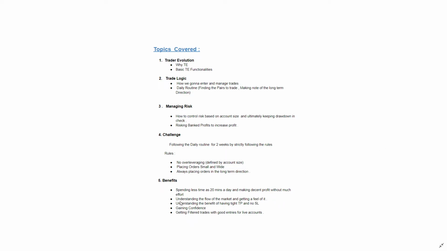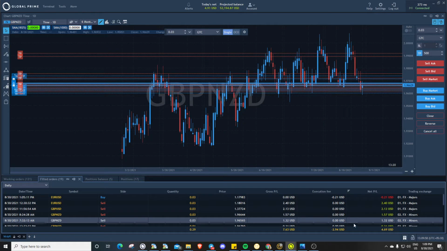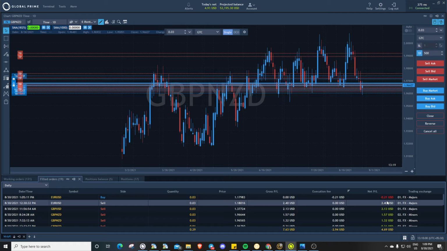Then the next is understanding the benefit of having a tight take profit and no stop loss. It was the tight take profit which made me a lot of profit here. You can see I'm already banking 2 or 3 dollars on average, like 5 pips or something like that, even less sometimes, because our main goal is banking as many pips as we can on the moves.